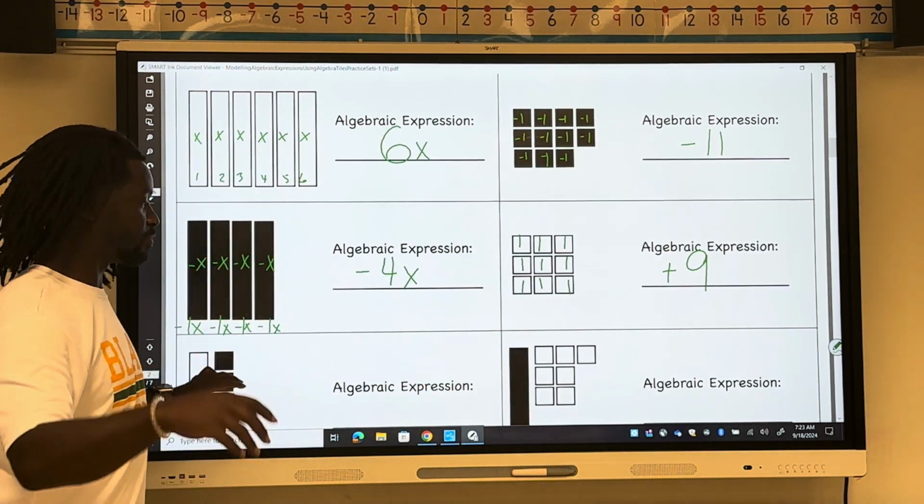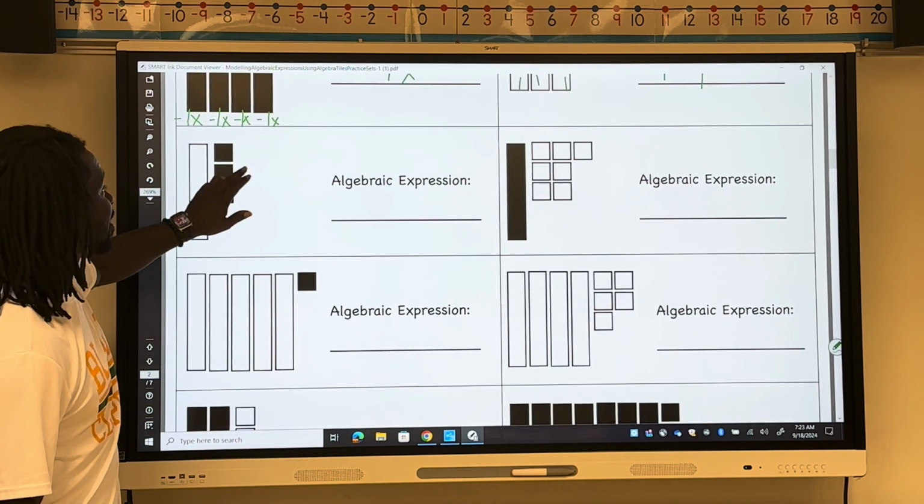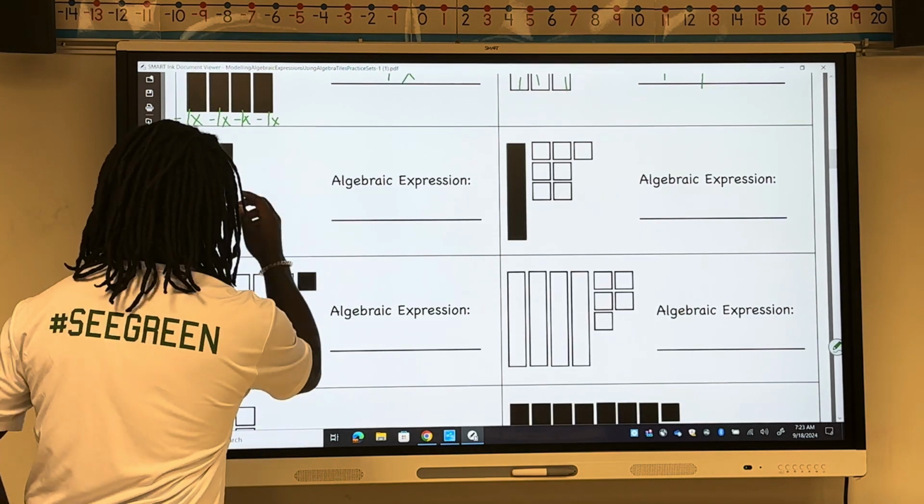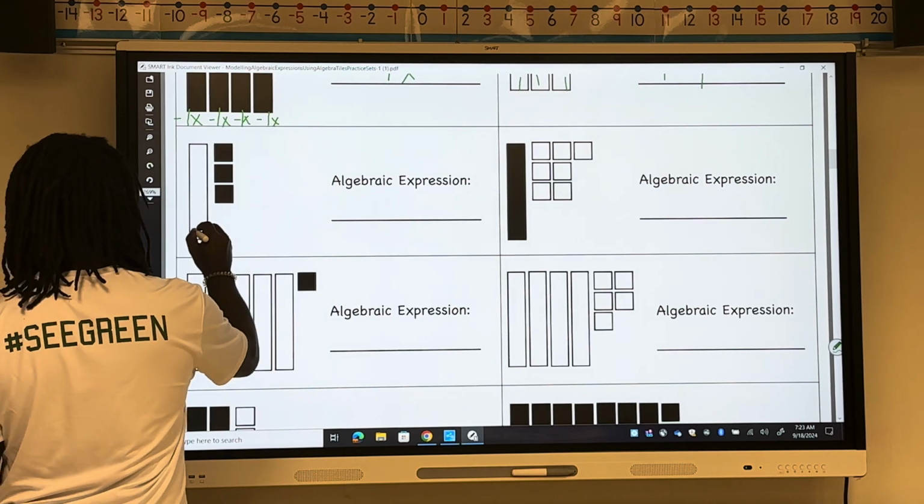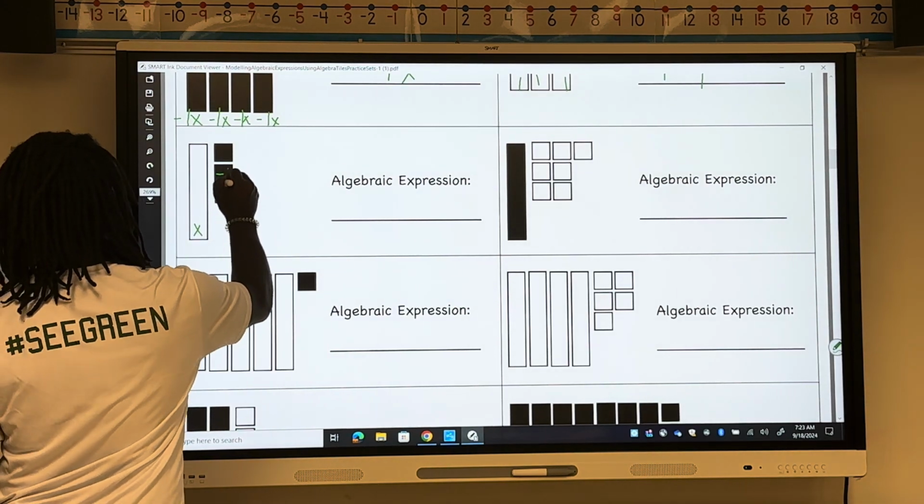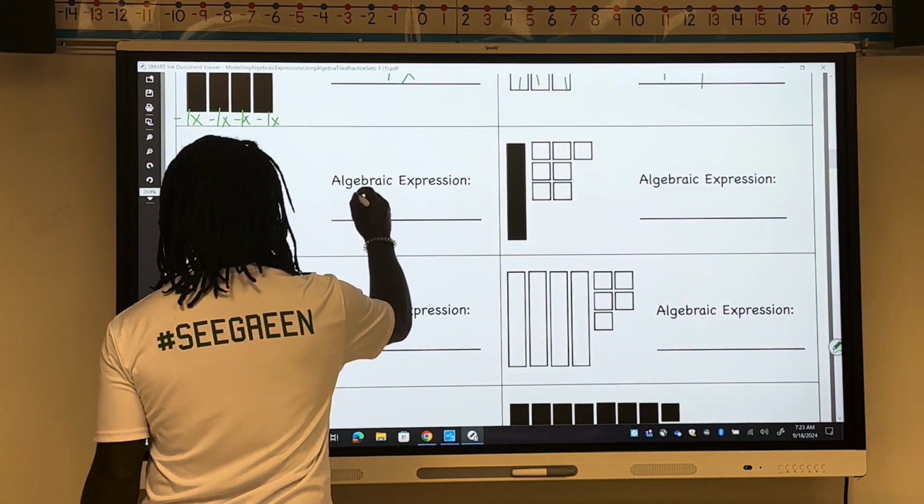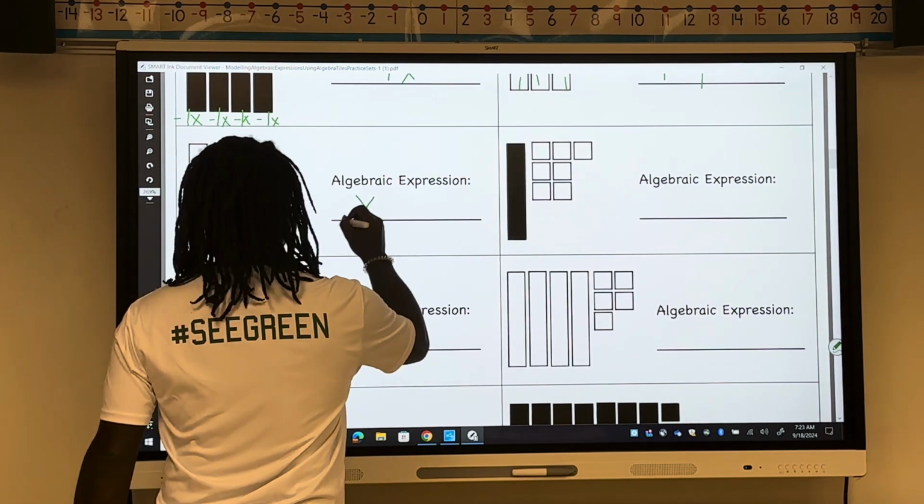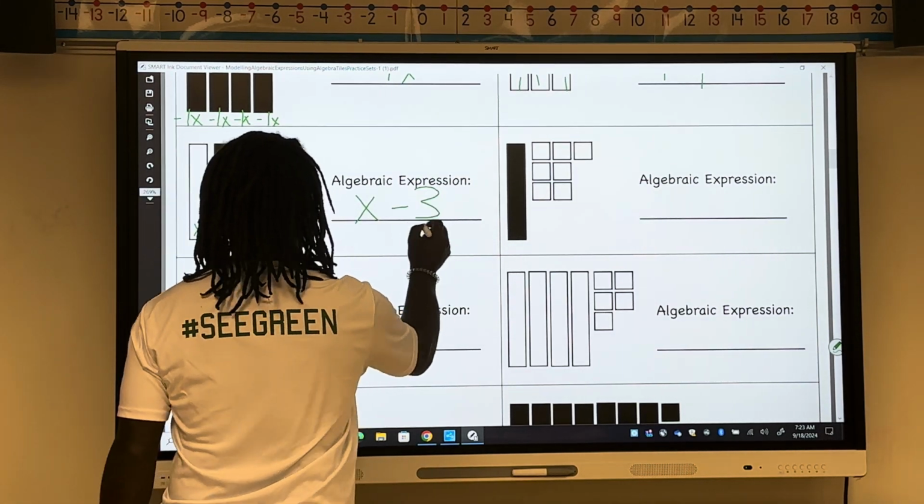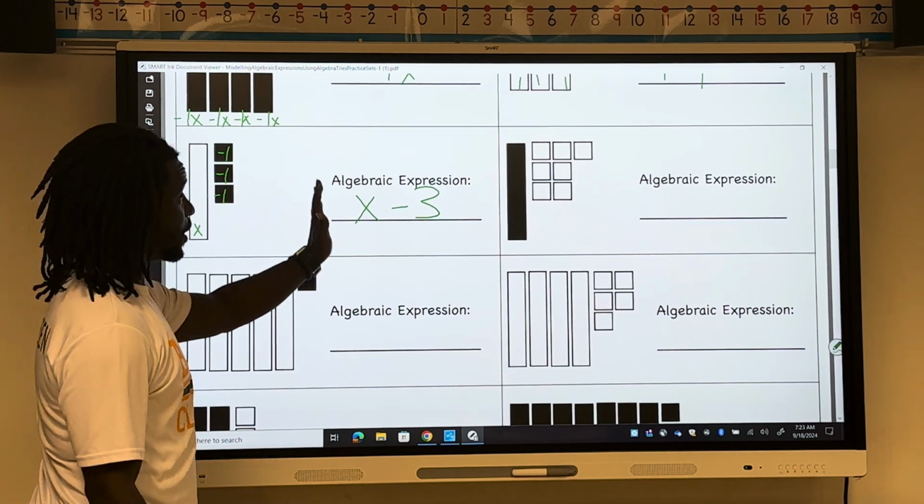Let's get to it. Okay, so let's do it. So first algebraic expression for this one. This is a positive x. These are negative 1s. So we should have got x minus 3, okay? Again, you could have put 1x, all right?